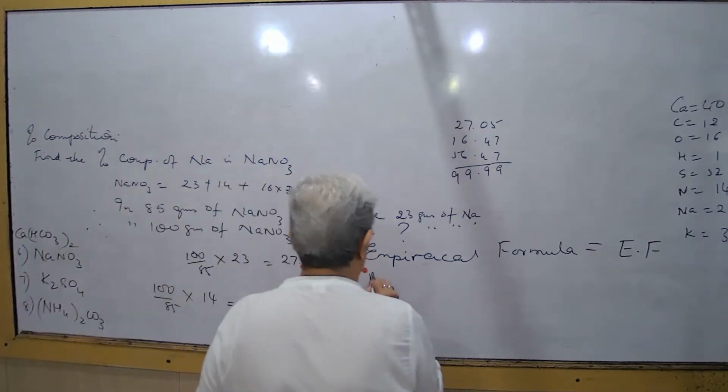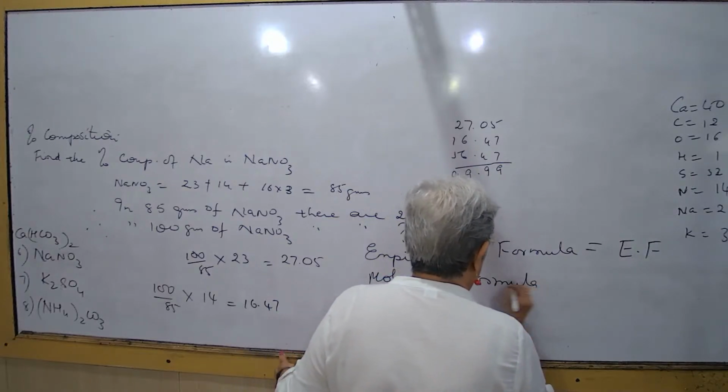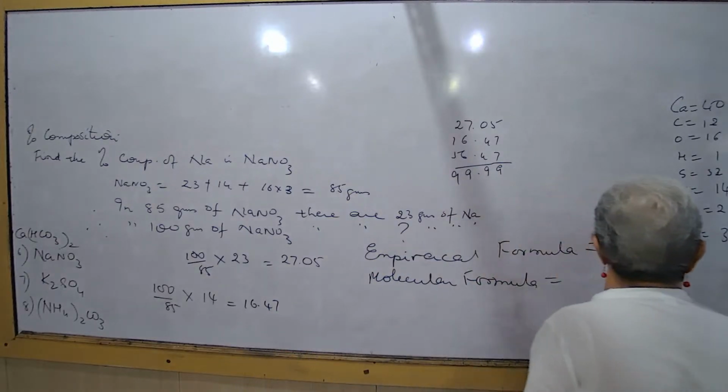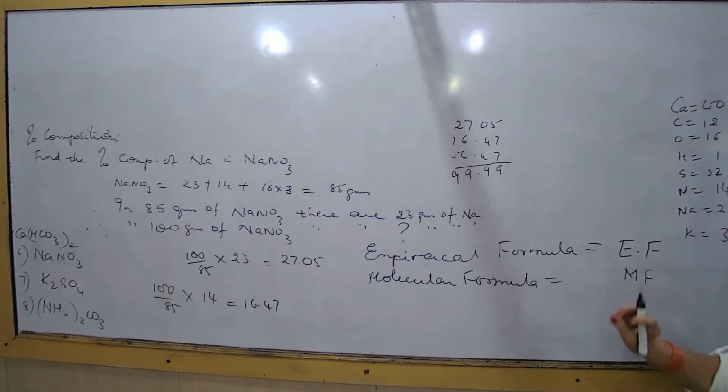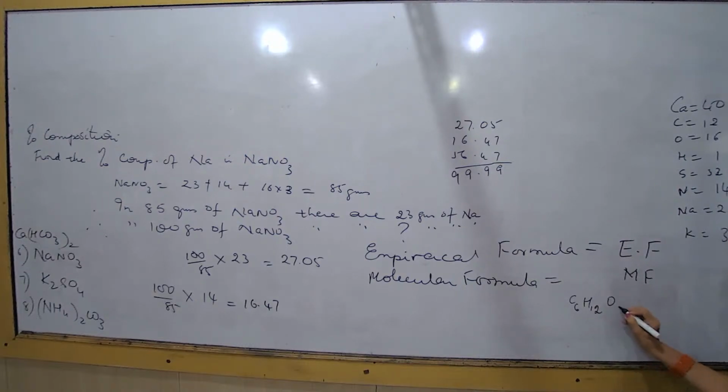Molecular formula, MF, will tell you the exact number of atoms present in a compound. For example, C6H12O6: this is the molecular formula. It tells you exactly that in this glucose you have 6 atoms of carbon, 12 atoms of hydrogen, and 6 atoms of oxygen. But the empirical formula will tell you the simplest ratio of atoms present in the compound.